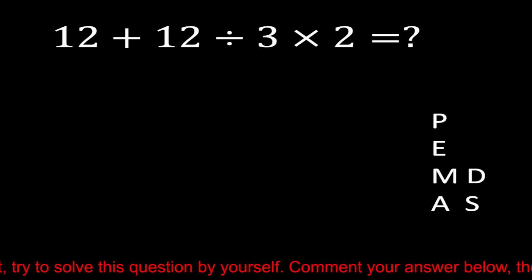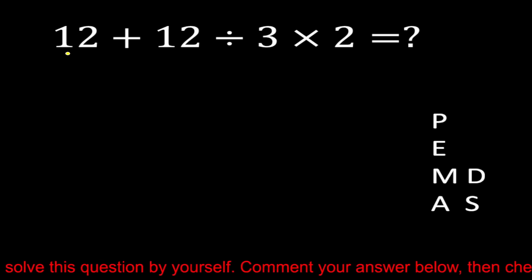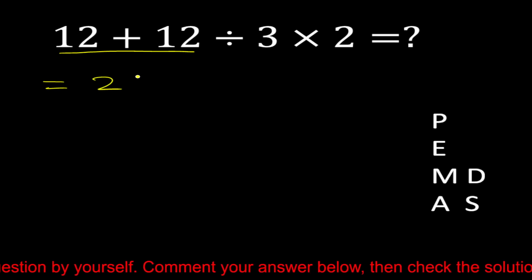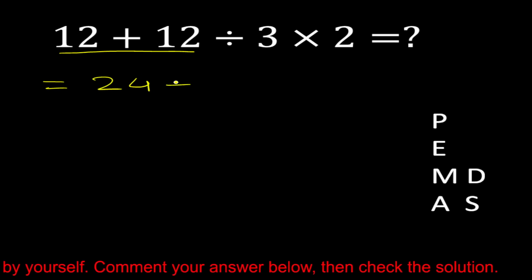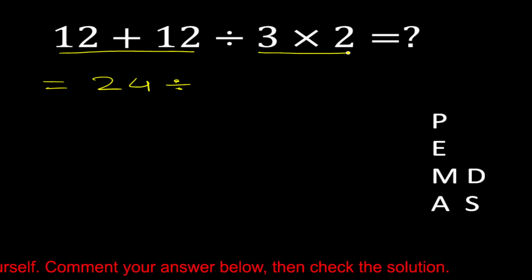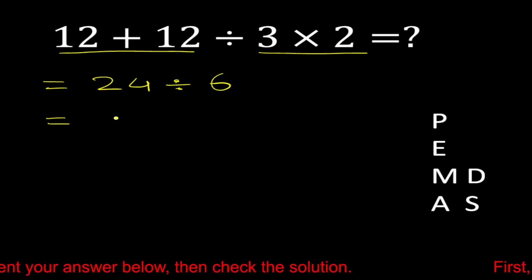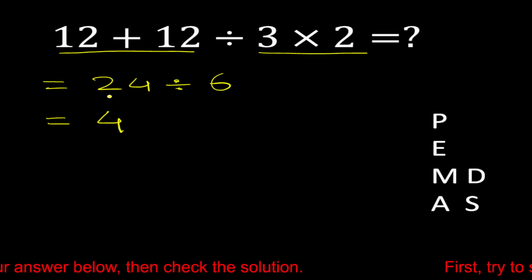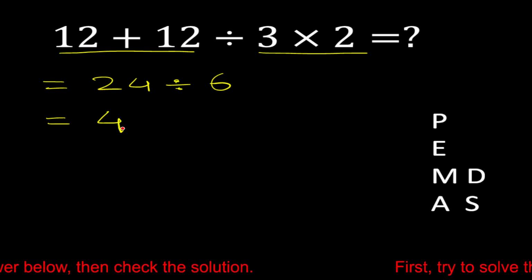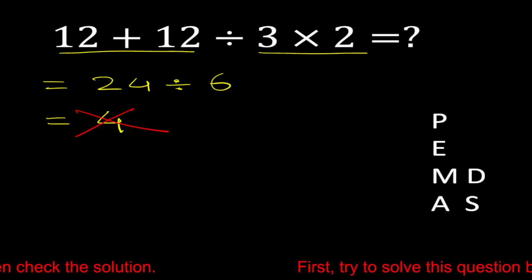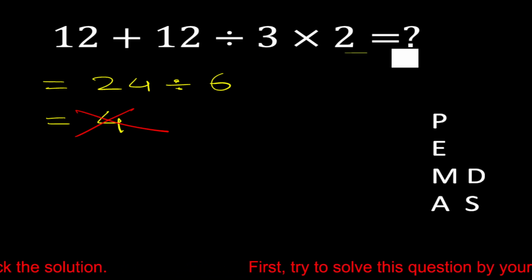So most people solve this question like 12 plus 12 is equal to 24, divided by 3, multiplied by 2 is equal to 6. So now 24 divided by 6 is equal to 4. Okay. But this answer is not correct. This answer is completely wrong. So now let's solve this problem correctly by using the PEMDAS rule.